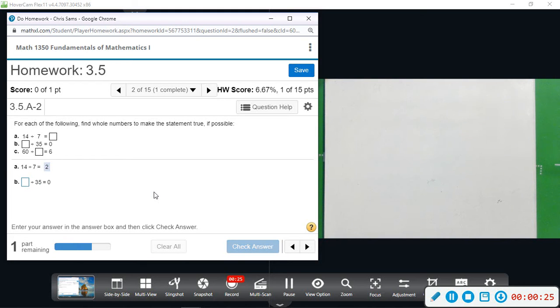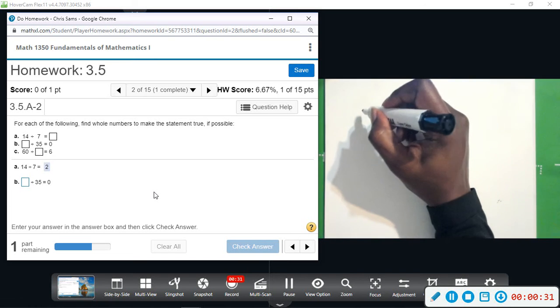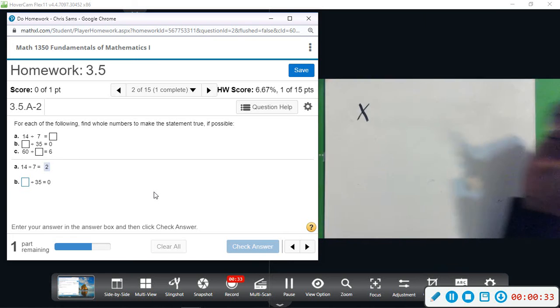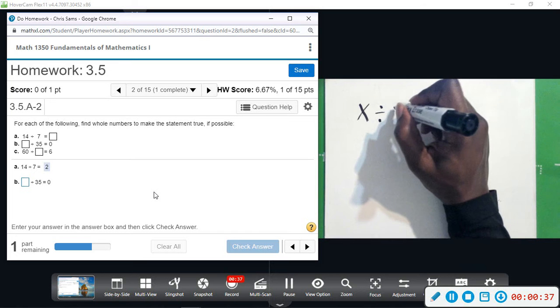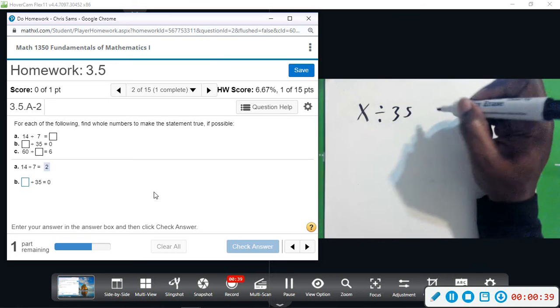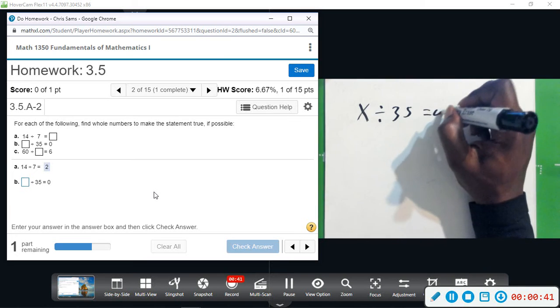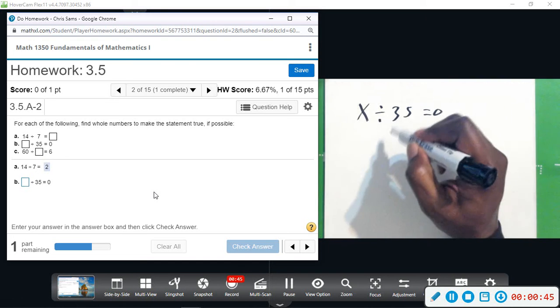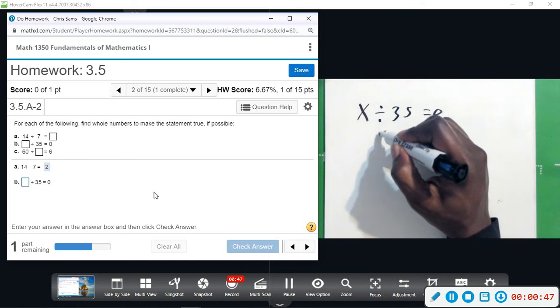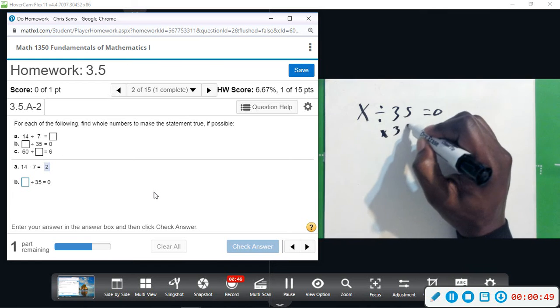Now on part B, we have some unknown number that we're dividing by 35. This is how algebra kind of comes into play. So I'm going to say x, some unknown. We're dividing this number by 35, and that is going to give us 0. Okay, so there's only one such number, but sometimes if you can't figure it out, remember we can work backwards. So just multiply by 35.